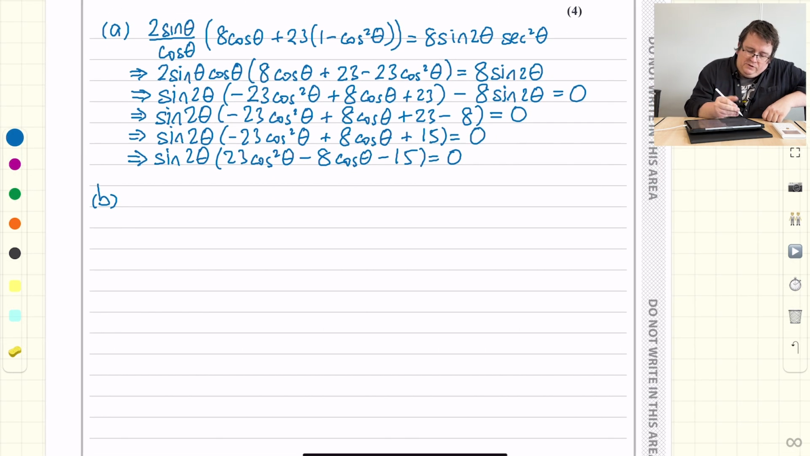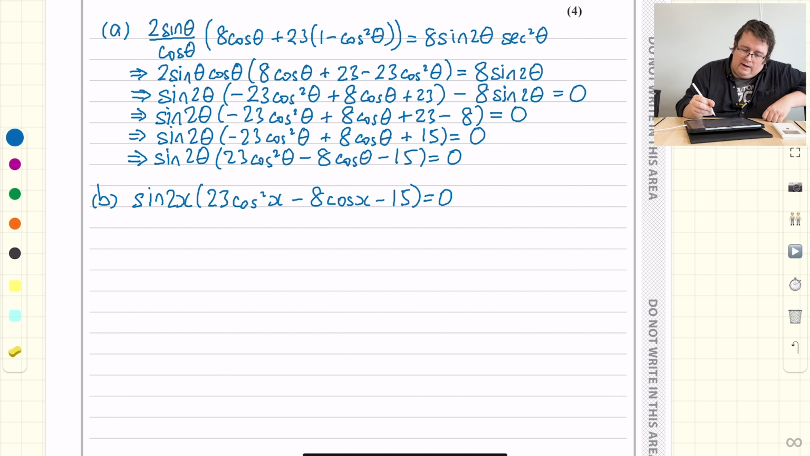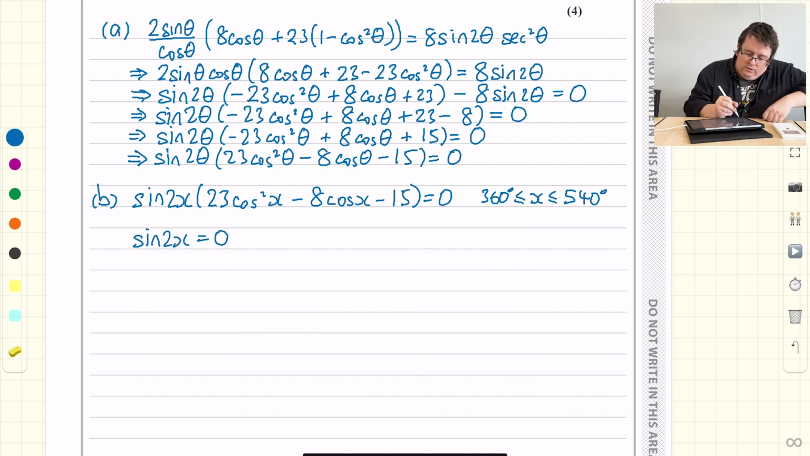So that's good news. So we're looking at solving sine 2x, 23 cosine squared x, take away 8 cosine x, take away 15 equals 0, between 360 and 540. So either sine 2x is 0, or 23 cosine squared x, take away 8 cosine x, take away 15 is 0.